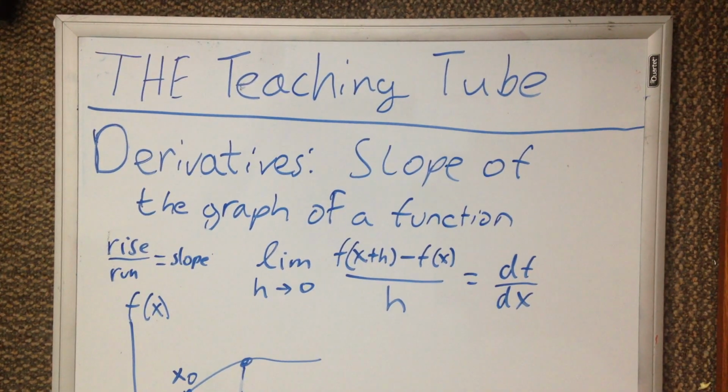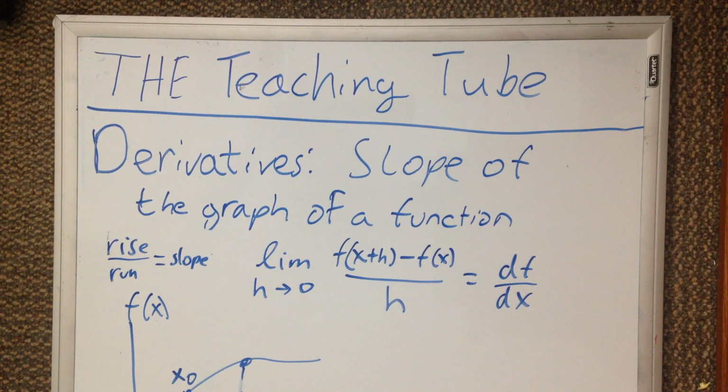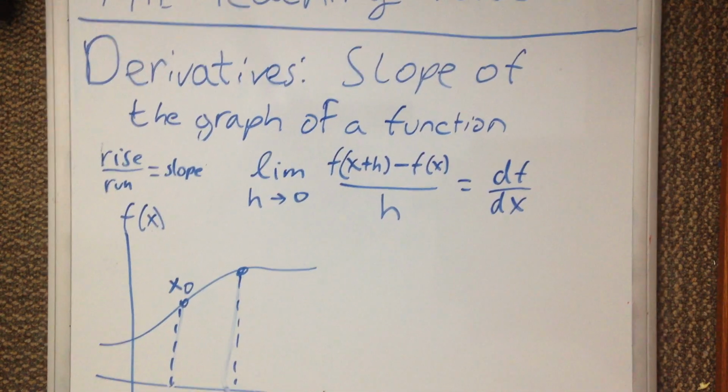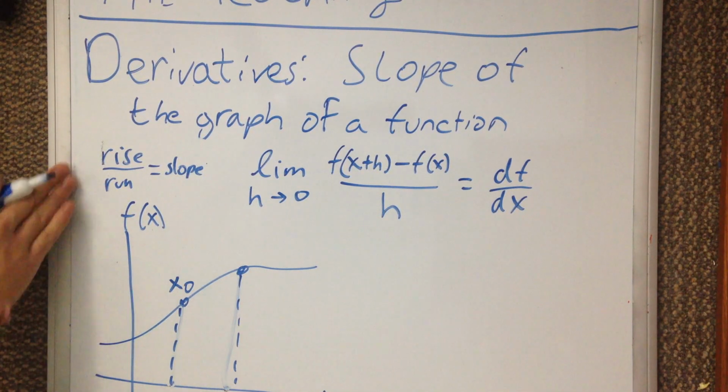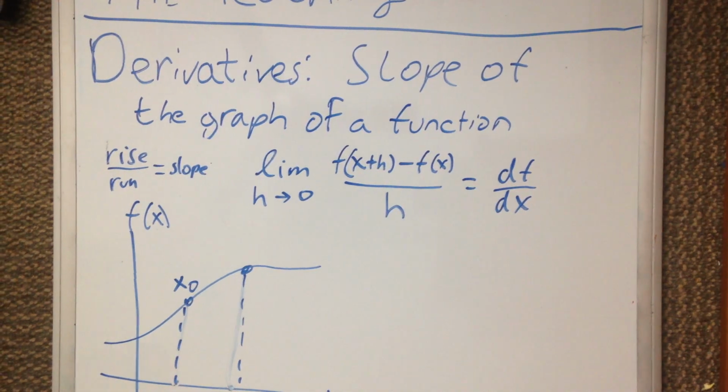Okay, so now we're going to talk about derivatives with math, okay? So remember again that derivatives are the slope of the graph of a function. So this is the slope of the graph of a function at every single point on this curve, okay? And so remember that rise over run equals slope, okay?